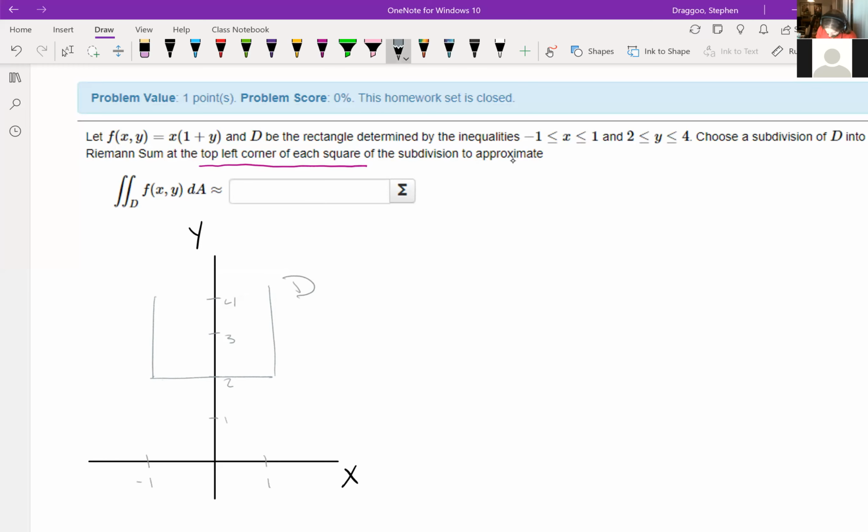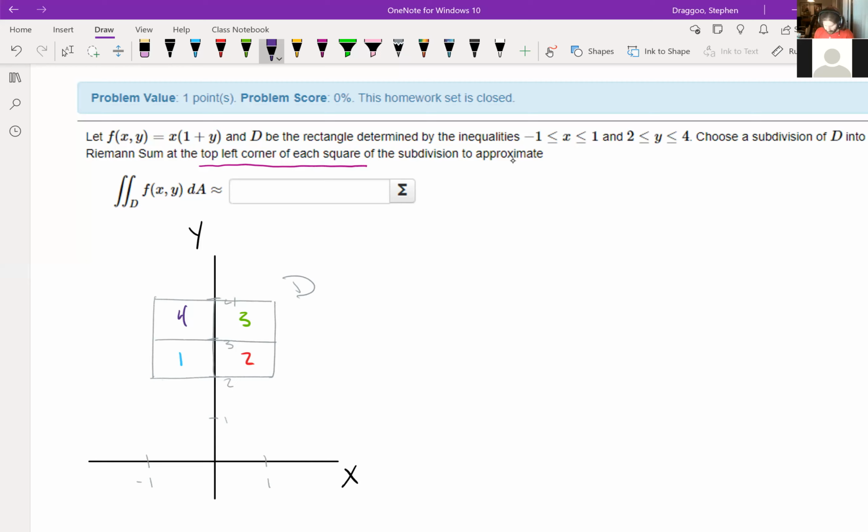From there, we wanted to subdivide this thing into more squares, each with a side length of 1. Right now, we have a 2x2 rectangle, so we'll split this up with just a couple more lines, and then a line straight down the middle as well. So we have our four boxes. Box number 1, box number 2, box number 3, box number 4. All right, those are our four squares.